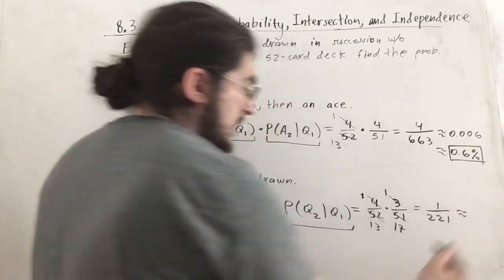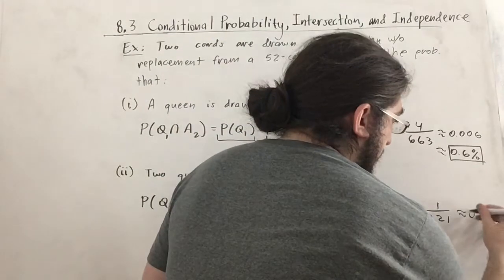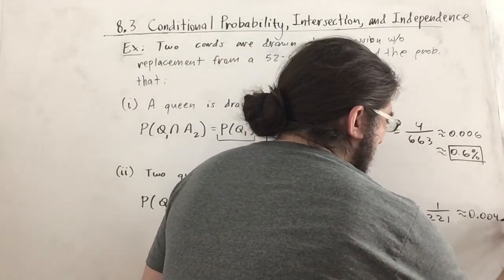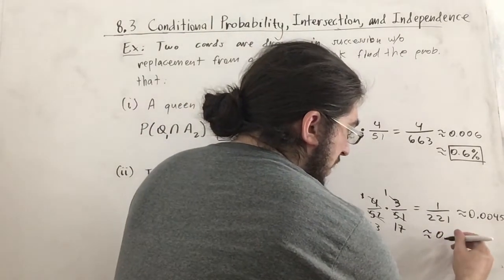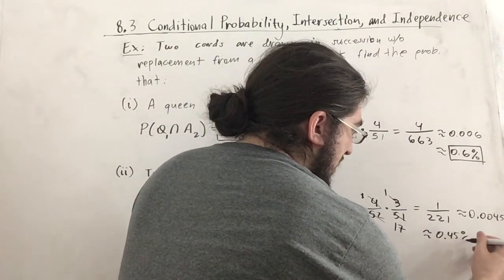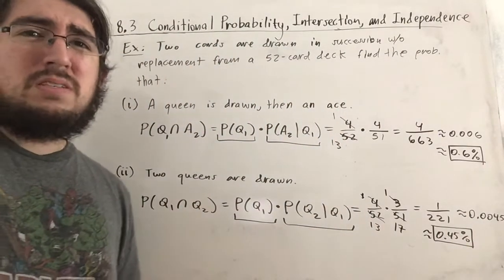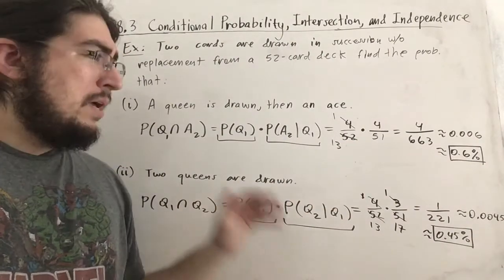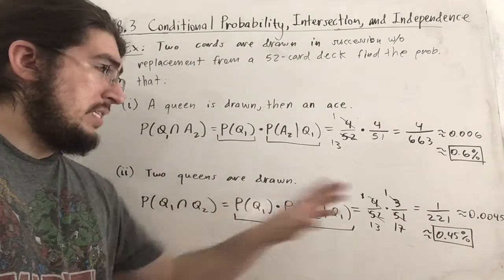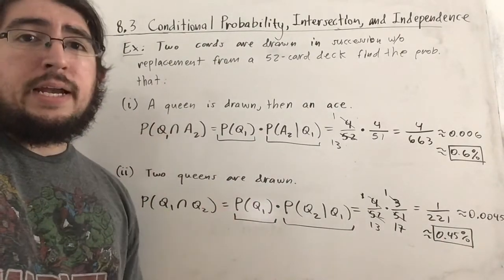And if you want to approximate that, that is about, I got 0.0045. That may not fit on the board, barely fits. But that's about 0.45%. So it's actually less likely to occur. They're pretty close. They're probably almost equally likely in practicality, but technically, mathematically speaking anyways, drawing 2 queens is harder to pull off than drawing a queen then an ace.